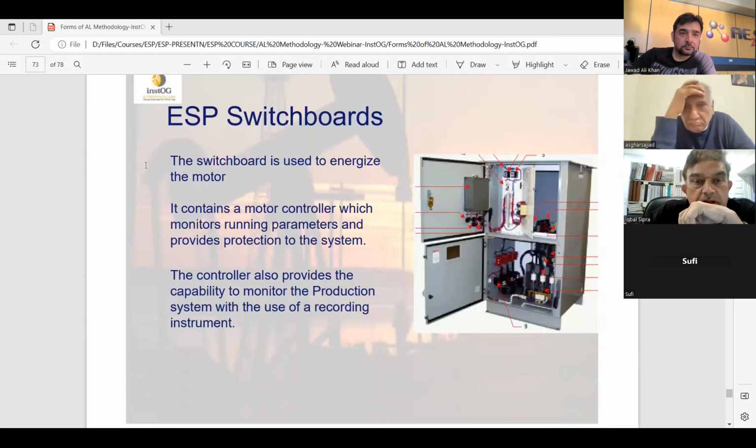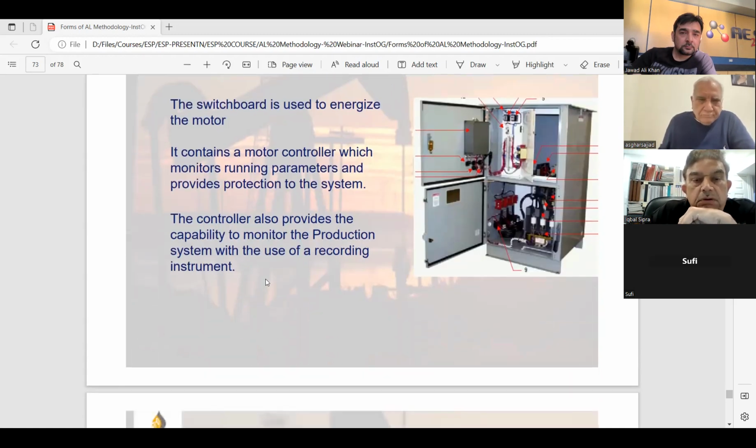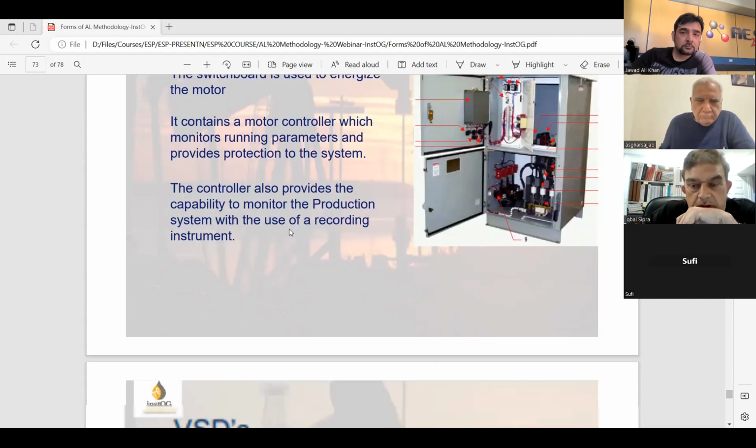The ESP switchboard is used to energize the motor. It contains the motor controller, which controls the running parameters and provides protection to the system. The controller also provides the capability to monitor the production system with the use of recording, and there are lots of things installed in the motor controller.